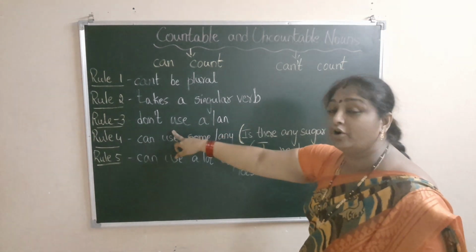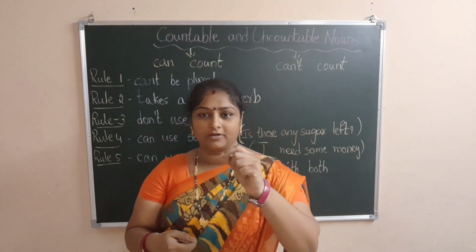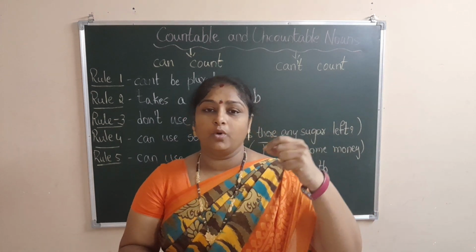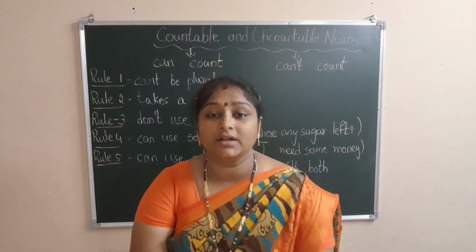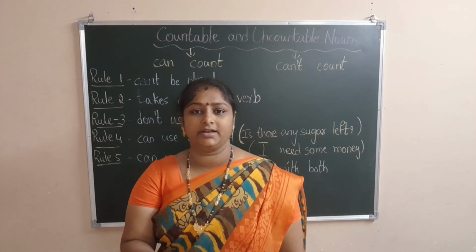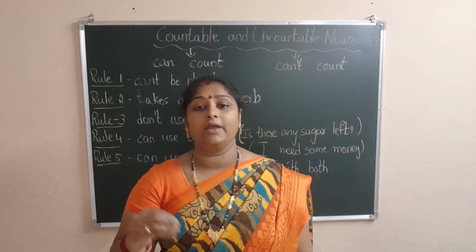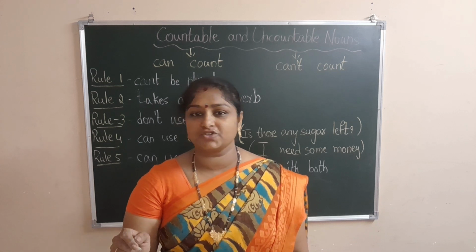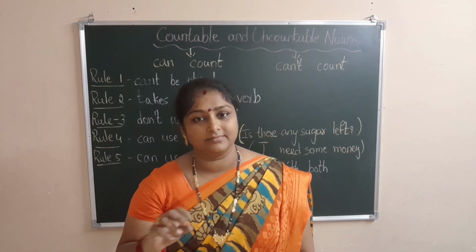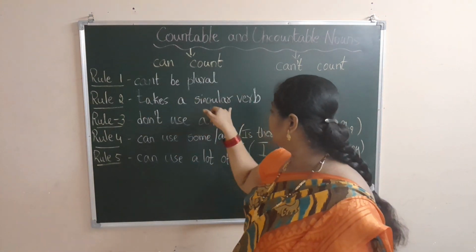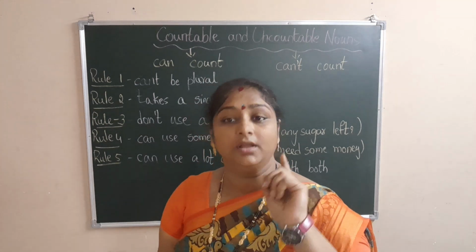Rule 3, don't use a or an with the uncountable nouns. Why should we not use a or an? Because we can't say I want a oil. We can say I want an oil packet. I want a sugar. We can't use like that, isn't it? An advice, a piece of advice you can use, but you can't say I want an advice from you. That is wrong. Grammatically that is completely wrong. If you ask I want an advice, it's a mistake. We need to take a singular verb and we should not use a or an with the uncountable nouns.